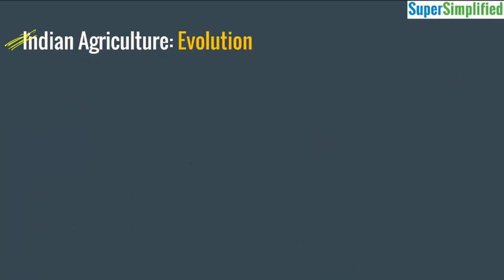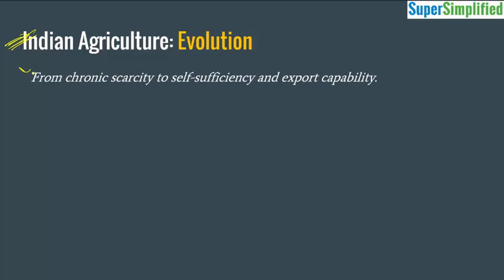Now let's see how Indian agriculture has evolved in the past. This statement summarizes everything. It says, from chronic scarcity to self-sufficiency and export capability. So earlier we were dependent on foreign aid, and now we have become self-sufficient. And not only that, we are also a net exporter of agricultural commodities.